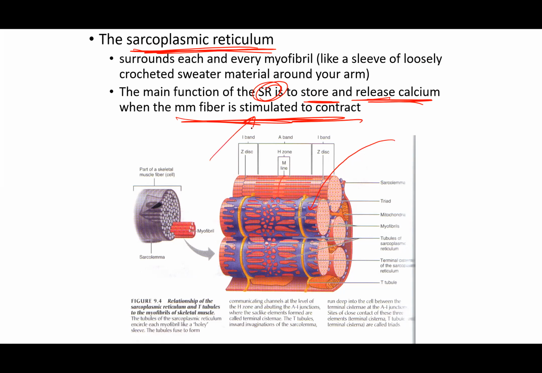And what is this? Ultimately, what's the stimulation? Electricity. And as we say it, action potential. So our electrical input, which is our action potential, is what stimulates the calcium to be released from the sarcoplasmic reticulum. And calcium is part of our many ingredients to allow for muscle contraction to occur.